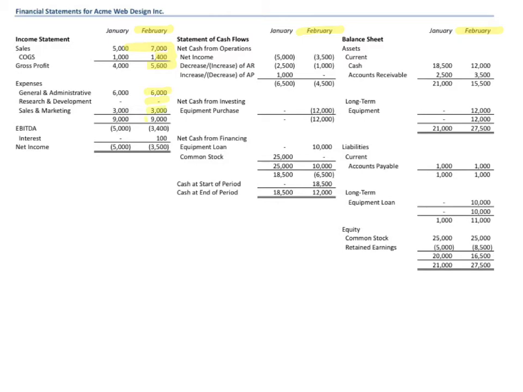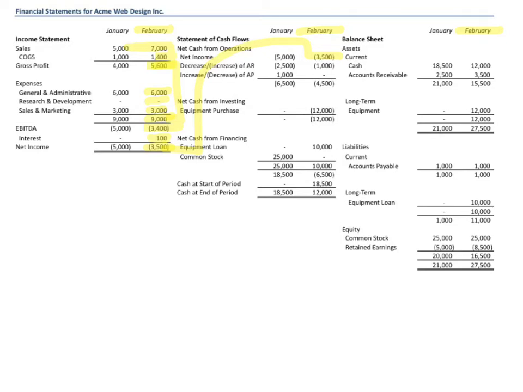Expenses haven't changed, still $9,000 worth of expenses. $5,600 of gross profit minus the $9,000 in expenses equals the EBITDA of minus $3,400. So we're still losing money, but not as badly, which is exactly what you want to see in a new company. We did pay the bank $100 worth of interest, and I'll show you why in just a minute. And minus $3,400 minus 100 is equal to minus $3,500, the loss for the month. And that starts off our statement of cash flows at the top.